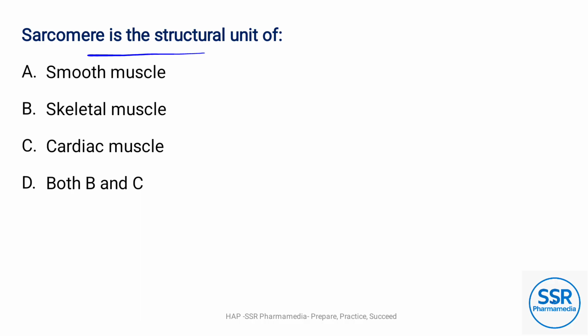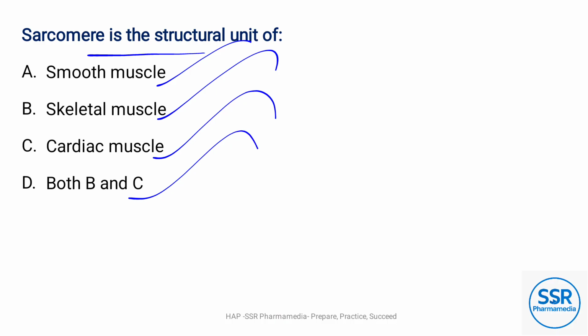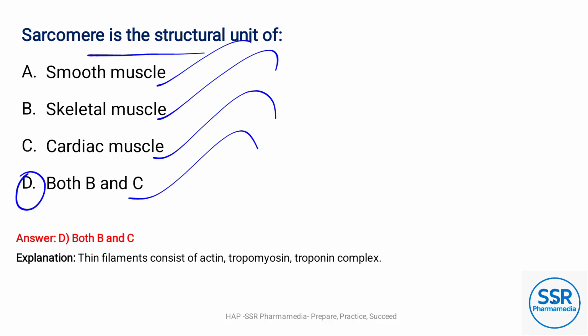Sarcomere is the structural unit of option A, smooth muscle, option B, skeletal muscle, option C, cardiac muscle, option D, both B and C. So the answer is both B and C. In a sarcomere, the thin filament consists of actin, tropomyosin, and the troponin complex.